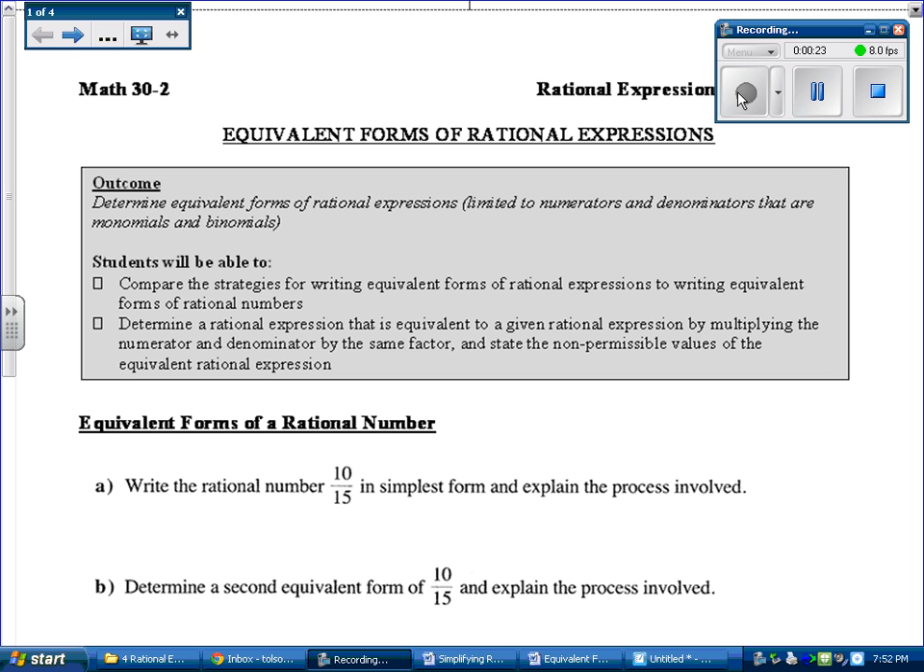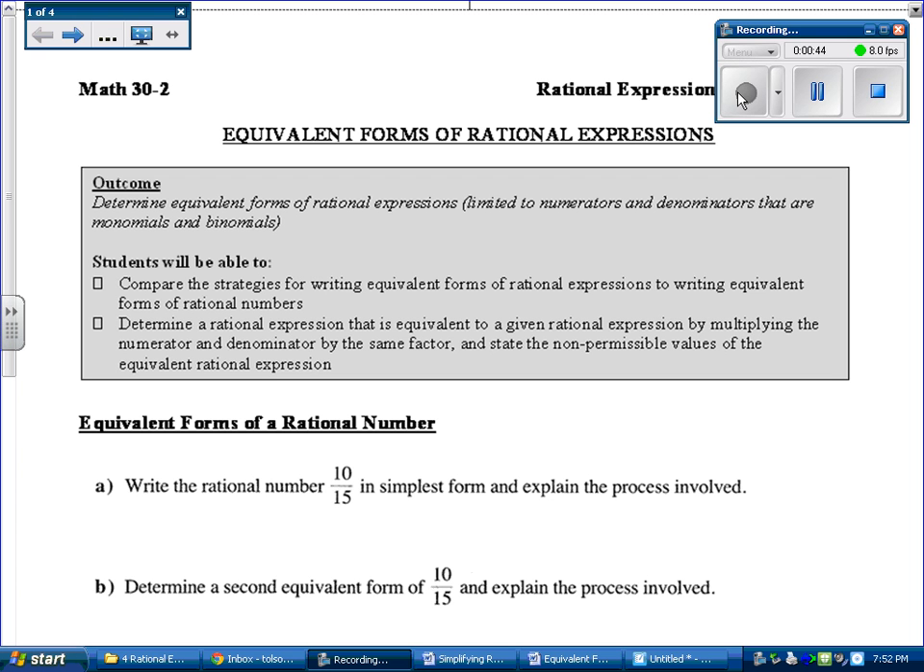So compare the strategies for writing equivalent forms of rational expressions to writing equivalent forms of rational numbers. So writing rational numbers was writing it in lowest terms. Determine a rational expression that is equivalent to a given rational expression by multiplying the numerator and denominator by the same factor, and then state the non-permissible values of the equivalent rational expression.